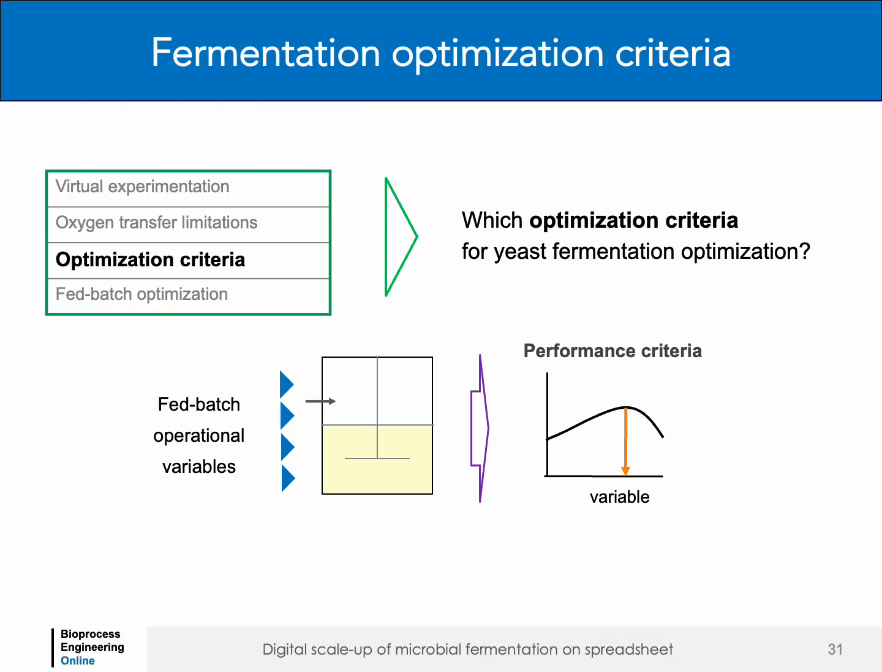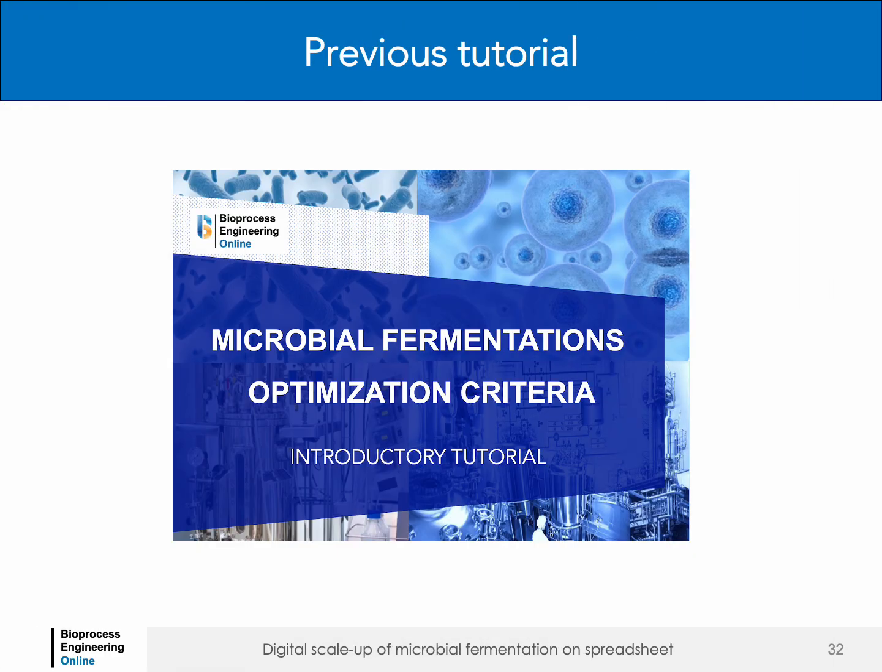The third section of the spreadsheet evaluates the performance criteria used to optimize the yeast fed batch fermentation process. The objective of scale-up is to identify and establish operating conditions that ensure optimal fermenter performance at the industrial scale. In a previous tutorial, a detailed review of the optimization criteria for microbial fermentation processes was presented.